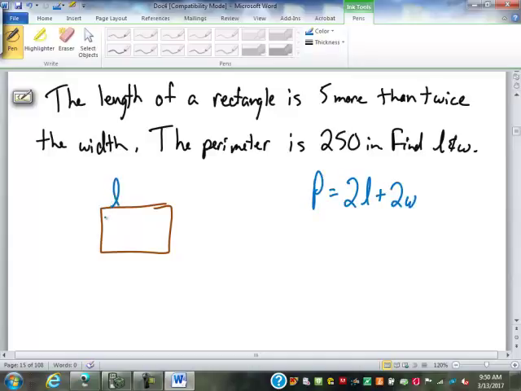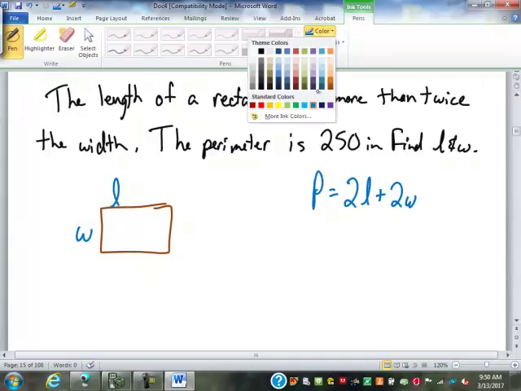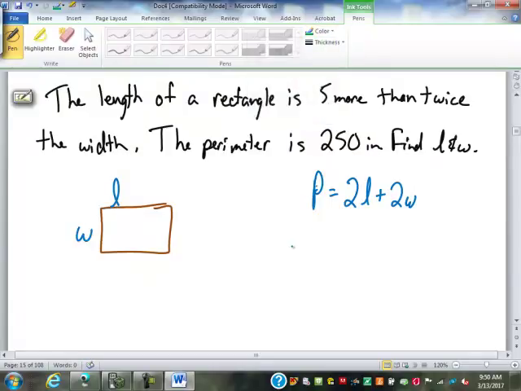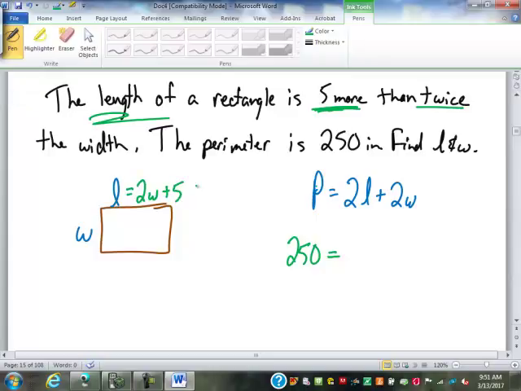So we've got our length and our width again. We know the perimeter is 250, so I'm going to put 250 in for P. What's our relationship between length and width? 5 more than something means we're adding 5, but 5 more than what? Twice the width. So that means the length is 2W plus 5. 5 more than, we're adding 5 to it. Twice the width means 2W. So 2W plus the 5.